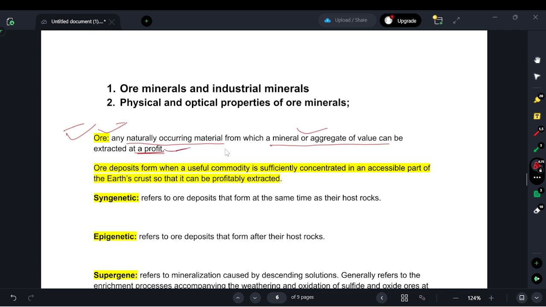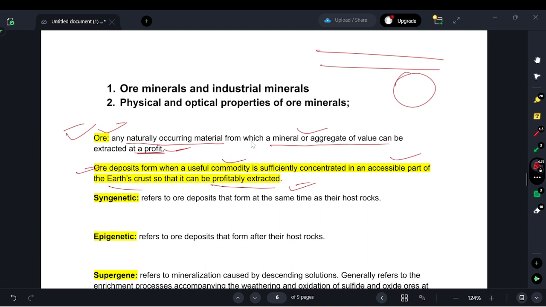Okay, and what is an ore deposit? The ore deposit is where any useful commodity is sufficiently concentrated. When any useful thing is concentrated in a sufficient amount, it is also present in the accessible part of the earth crust, obviously not in the core, we are not able to extract that, but it should be present in the accessible part of the earth crust, so that it can be profitably extracted. So this is for the ore deposit.